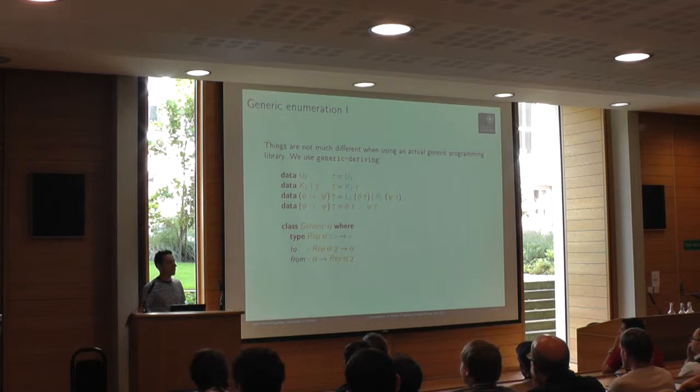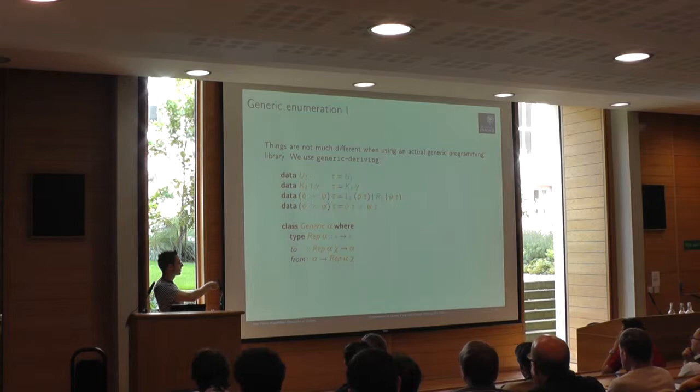The conversions to and from are encapsulated in a type class. So, for instance, natural numbers could have an instance of Generic. This type family will encode its representation as a sum between a unit and again a natural number. And these will be the conversions from the natural number to its representation and the other way around.